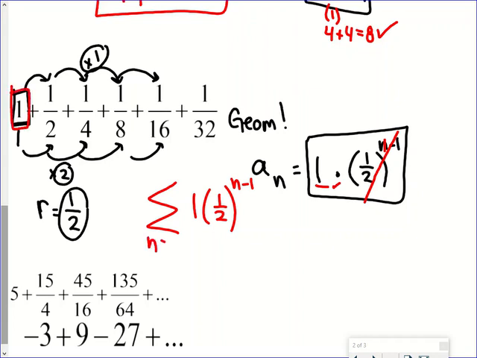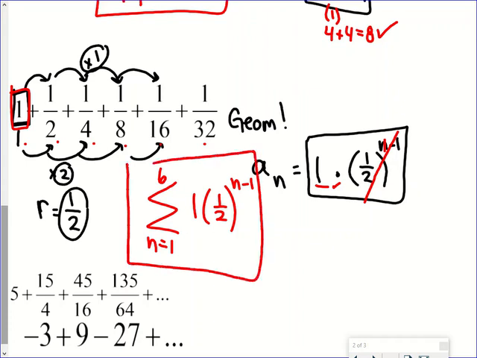So it's n equals 1. Then how many terms are there? 1, 2, 3, 4, 5, 6. So the top of my sigma is a 6. So here's our answer. And we're done.